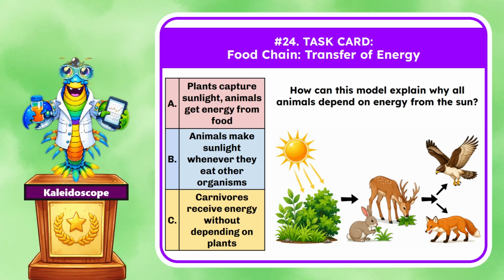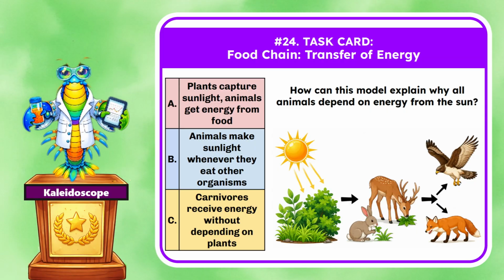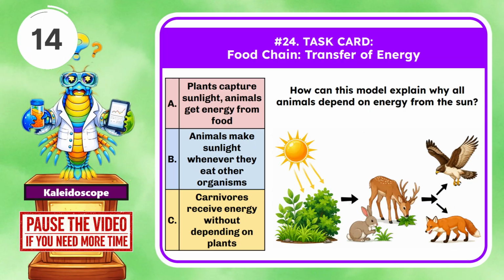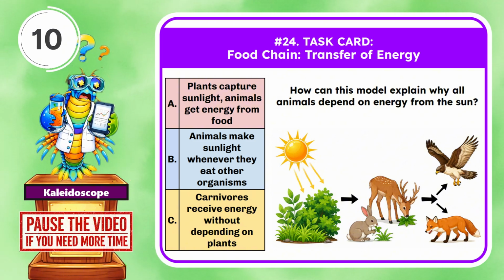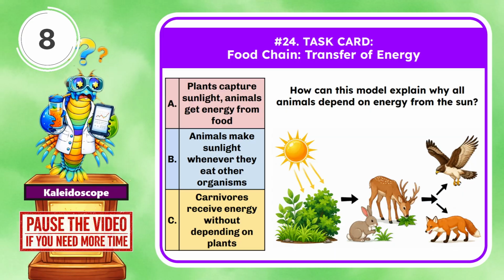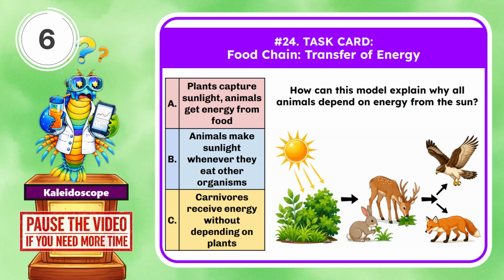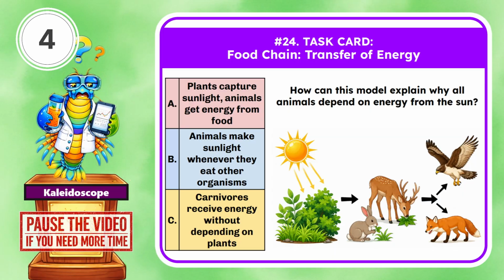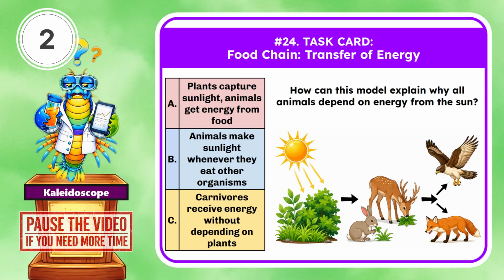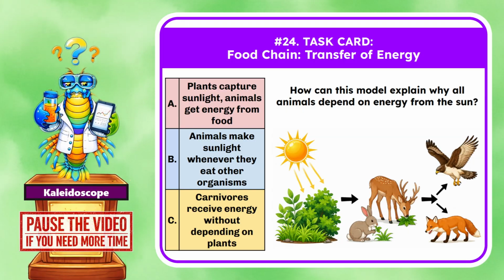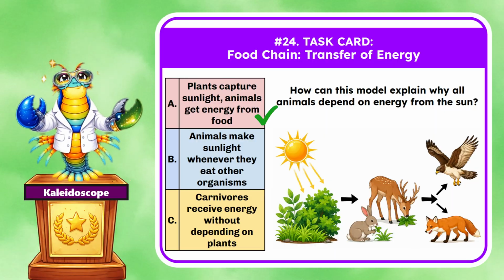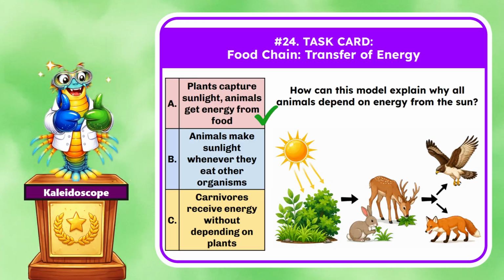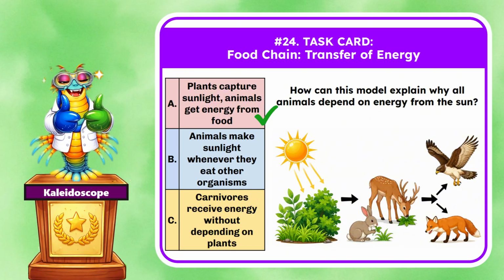How can this model explain why all animals depend on energy from the sun? And the correct answer is letter A. Plants capture sunlight, animals get energy from food.